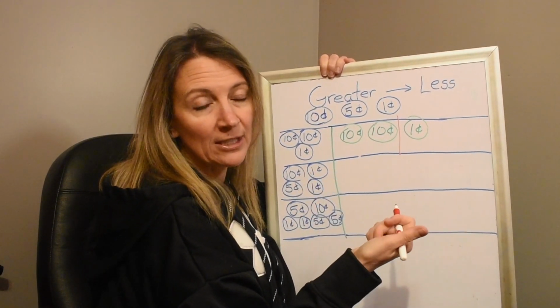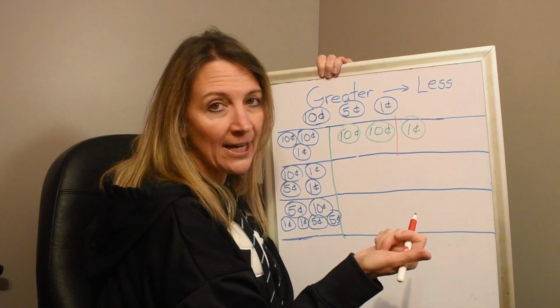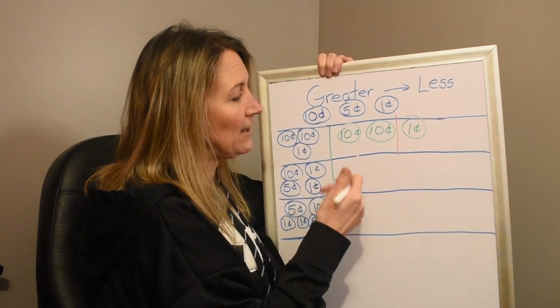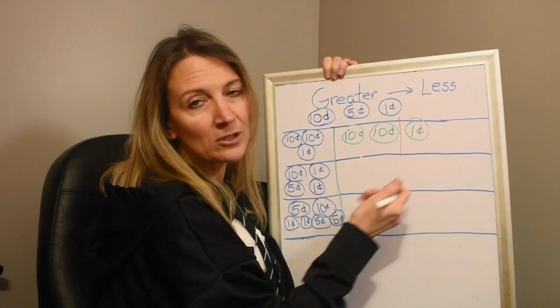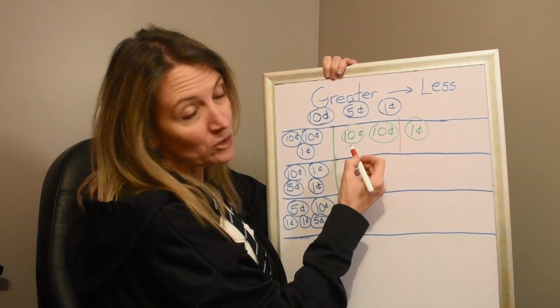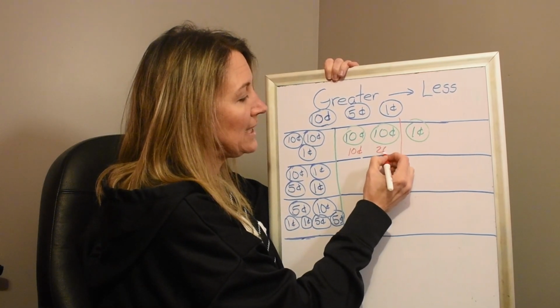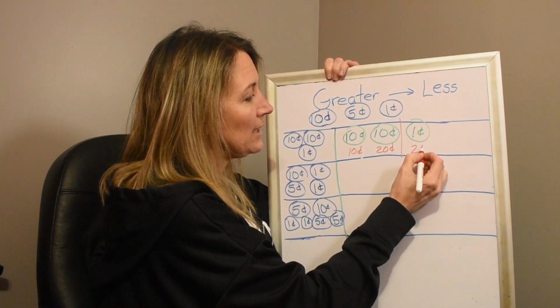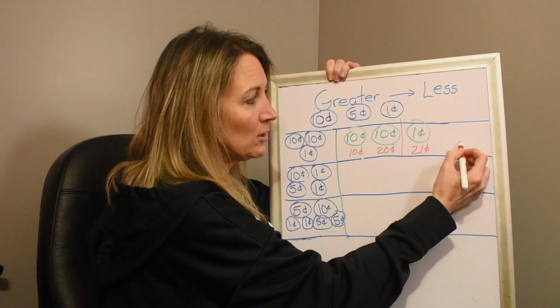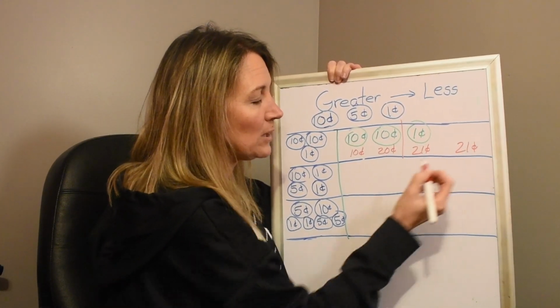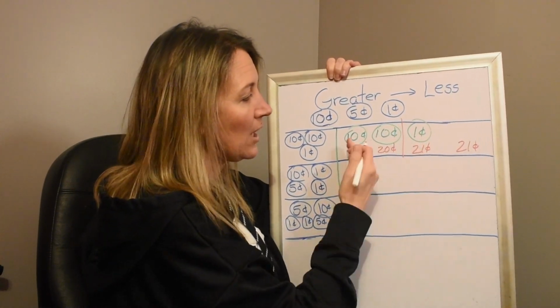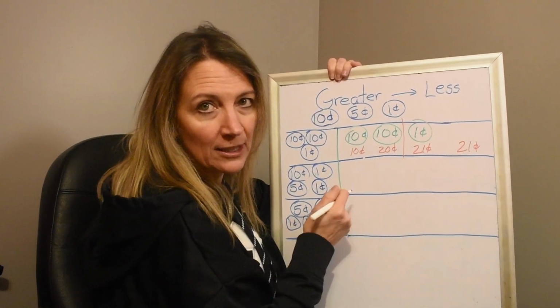Because remember, I gave you the nickel worksheet so you could count by fives, by 5 cents. And then we're going to be counting by tens, and then of course counting by ones. So what you're going to do, it's going to be 10 cents, 20 cents, 21 cents. So our total here is 21 cents. We're going to do an ongoing total here.